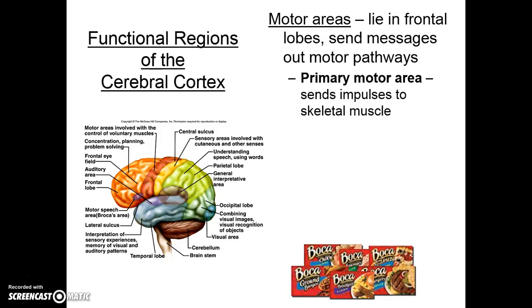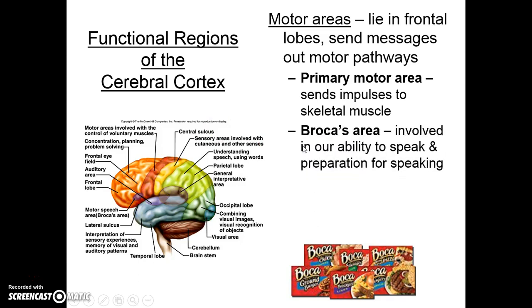So our primary motor area is in the primary motor cortex here in the red. That's going to initiate movement to the skeletal muscles. We also have a region of the brain called the Broca's area that is involved in speech production.